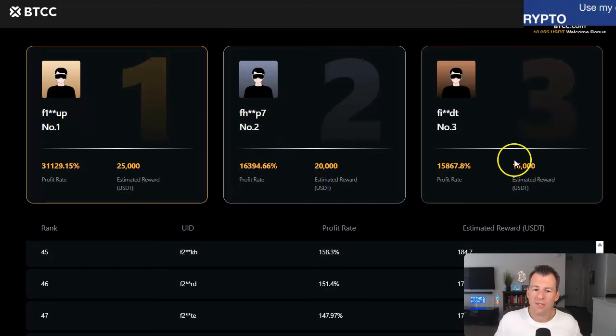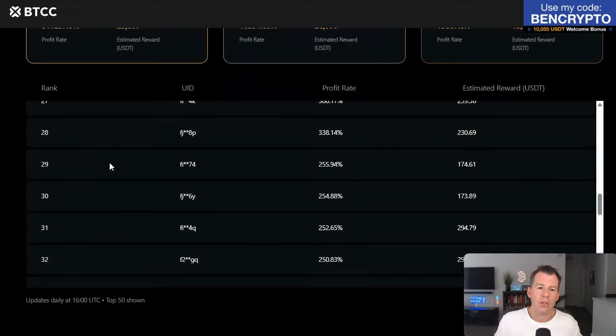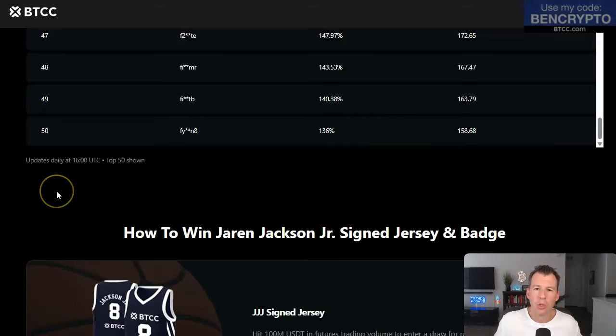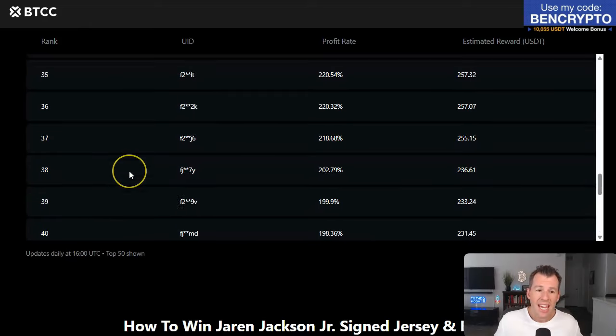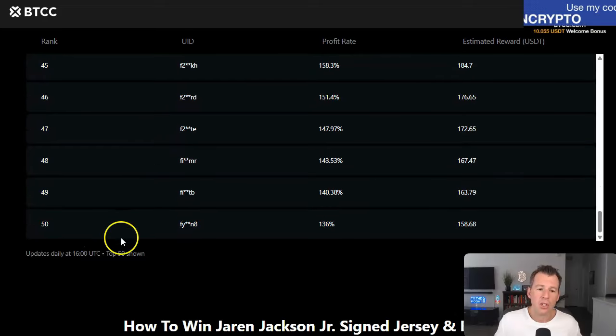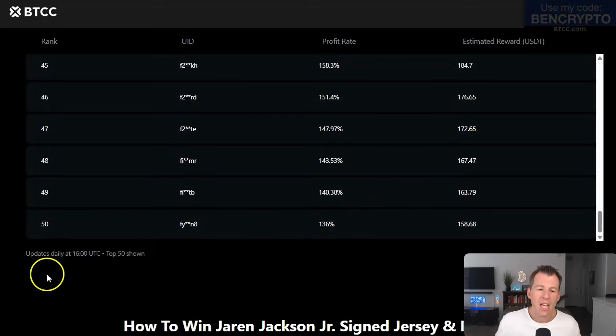And then third place gets 15%, and it goes all the way down to the top 50 most profitable traders who get a share of that 100K. The percentage you get of the 100K scales down proportionally to the number 50 place person. They get around 0.15%, something like that.